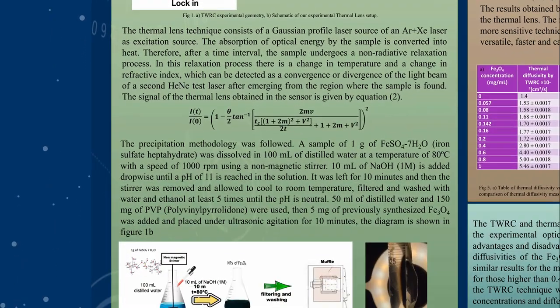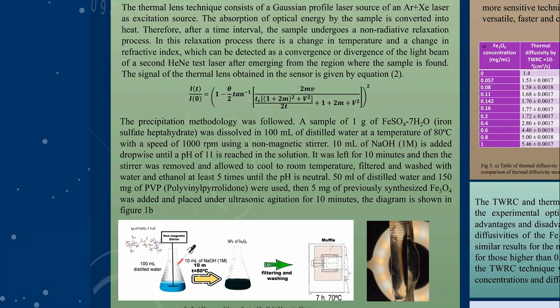The other technique that we use is called the thermal lens technique, that consists of a Gaussian profile laser as an excitation source. The absorption of the optical energy by the sample is converted into heat. Therefore, after a time interval, the sample undergoes a non-radiative relaxation process. In this relaxation process, there is a change in temperature and a change in the refractive index, which we can detect as a convergent or divergent lens-like beam.